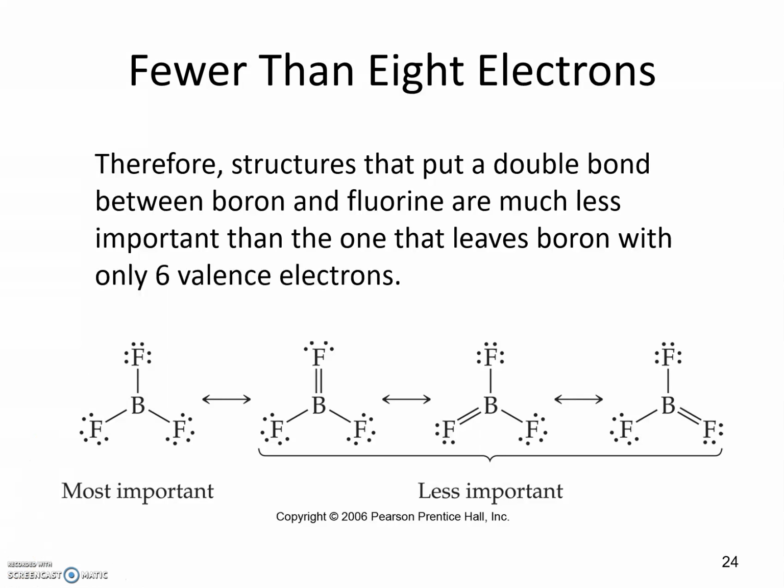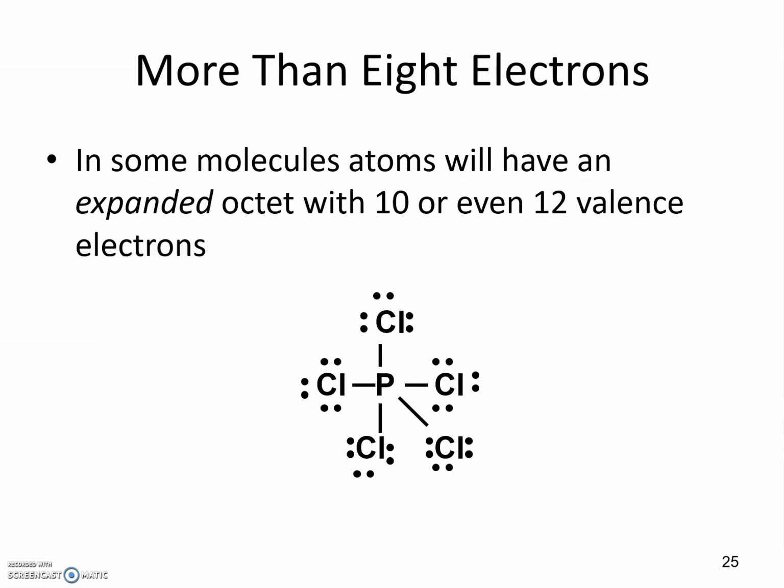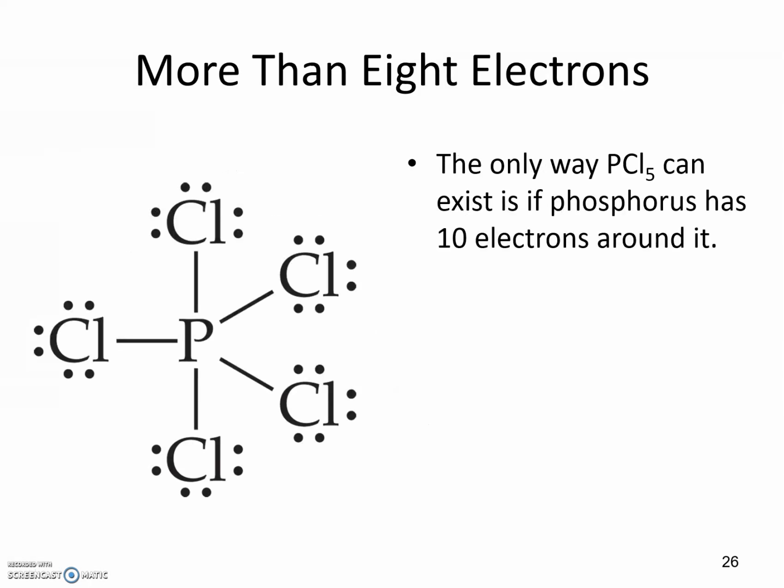Okay, so moving on. Let's look now at a few examples where we have an expanded octet. An example, phosphorus pentachloride, is shown right here. You can see very clearly that phosphorus has 5 bonds around it, meaning that it has 10 valence electrons in this molecule rather than the normal 8. We will look at some examples where we have 10 valence electrons around the central atom, and we'll also see some examples with 12. The only way to make this work is to give phosphorus 10 electrons. That is the Lewis structure that works.